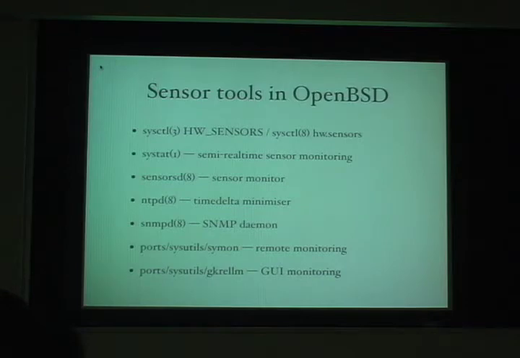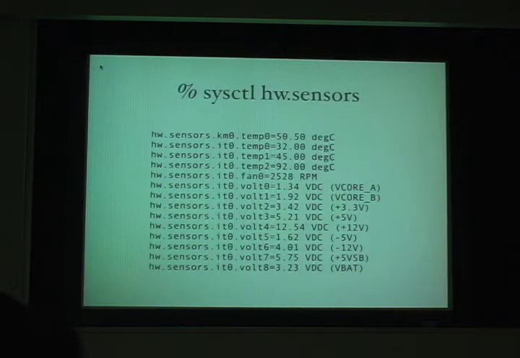And snmpd, which is an SNMP daemon. We also have, in the ports tree, a utility called symon. It allows you to monitor sensors from many different machines, collect the data on one machine, and then make graphs with MRTG. And recently GKrellM was also added. Sensor support for GKrellM was added, and GKrellM provides you GUI monitoring for the sensors. So this is an example of how it works.